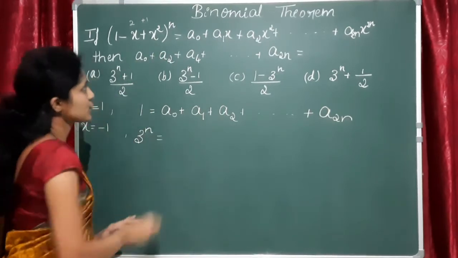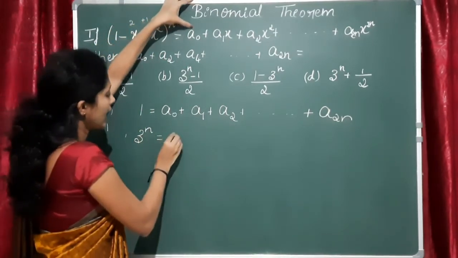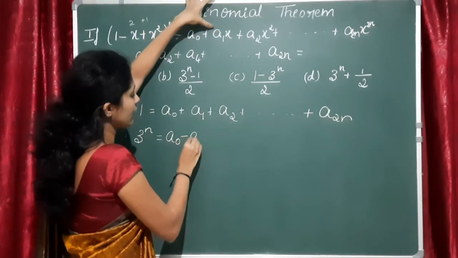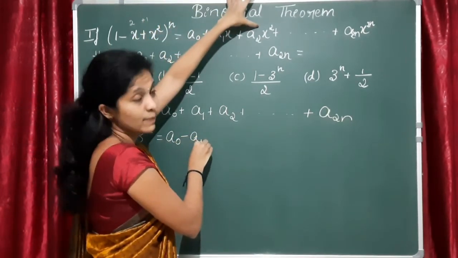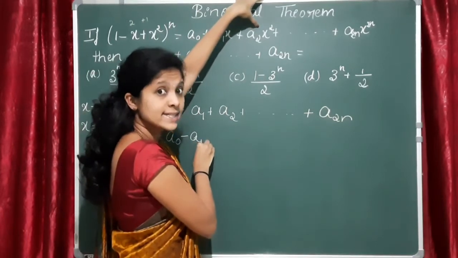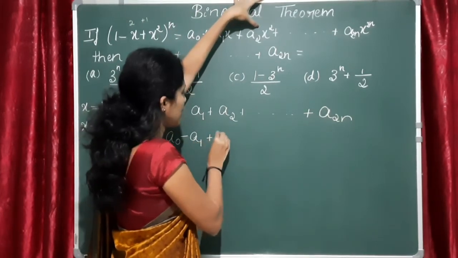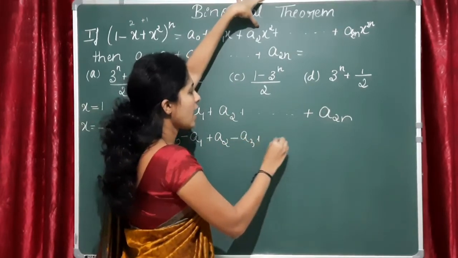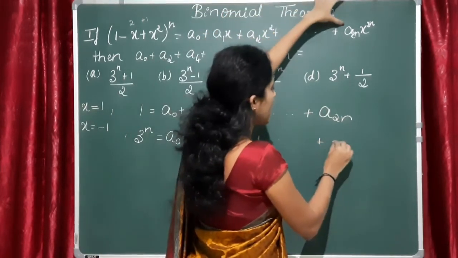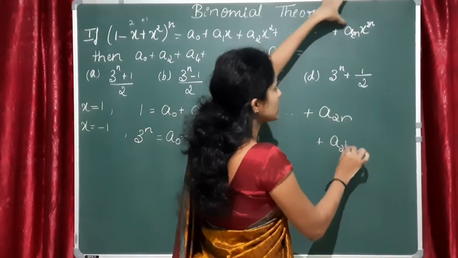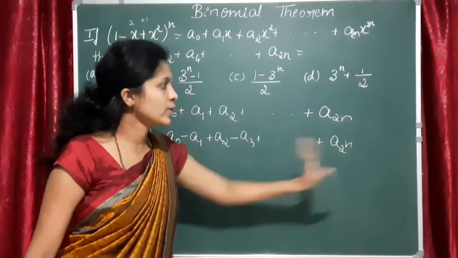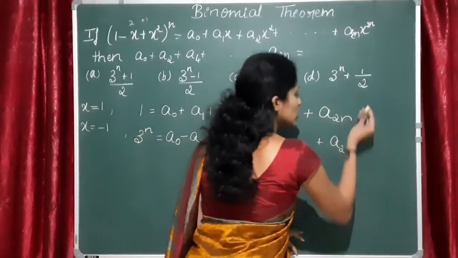So now if you substitute minus 1, what happens here? a0, and you are substituting minus 1, so this will be minus a1, right? And minus 1 whole square is an even number, so it will be plus a2. Then we'll get minus a3, right? So the last term will be plus a2n, because minus 1 whole to the power 2n is an even number. Obviously it will be positive a2n.